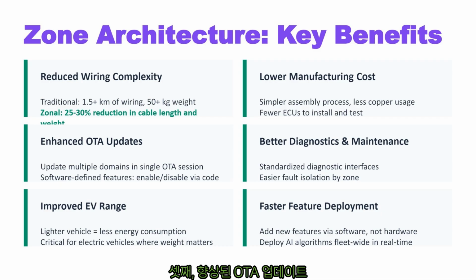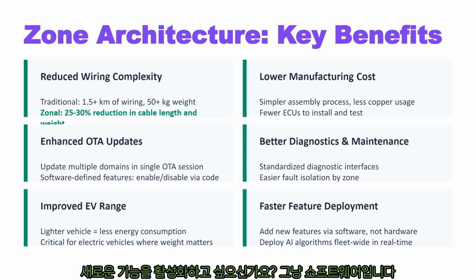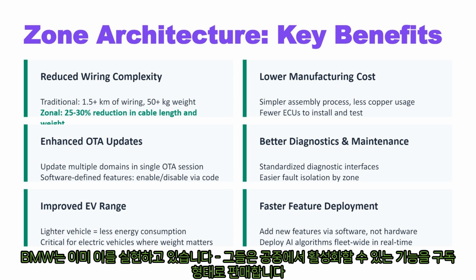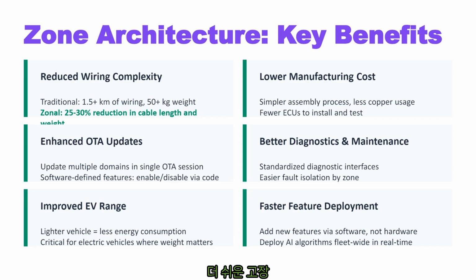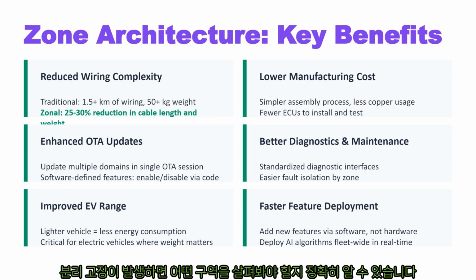Third, enhanced OTA updates. This is huge! You can update multiple domains in a single OTA session. Want to enable a new feature? It's just software. No hardware change needed. BMW is already doing this. They sell features as subscriptions that you can activate over the air. Fourth, better diagnostics and maintenance. Standardized diagnostic interfaces and easier fault isolation by zone. When something fails, you know exactly which zone to look at.